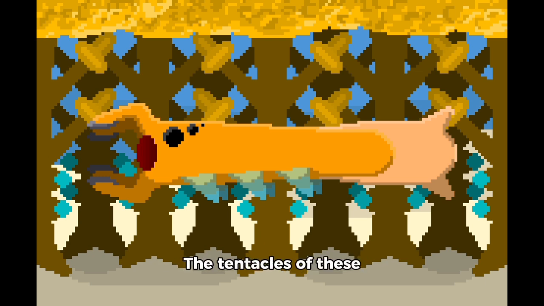The tentacles of these creatures are each tipped with a single, knife-like tooth. When these creatures come within range of their prey, they pull back their tentacles, storing energy like a bow. And with a lightning-fast motion, they stab their prey, killing them almost instantly. These creatures grow up to 4 meters long and live for up to 17 years.